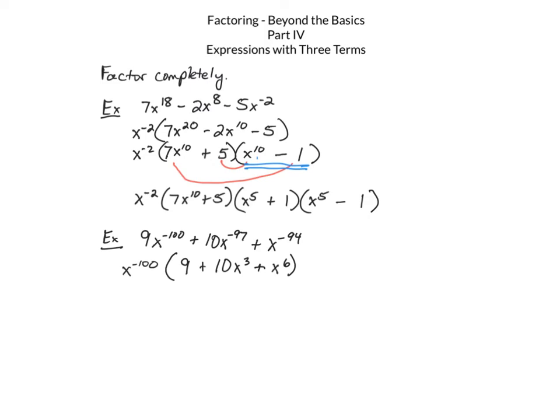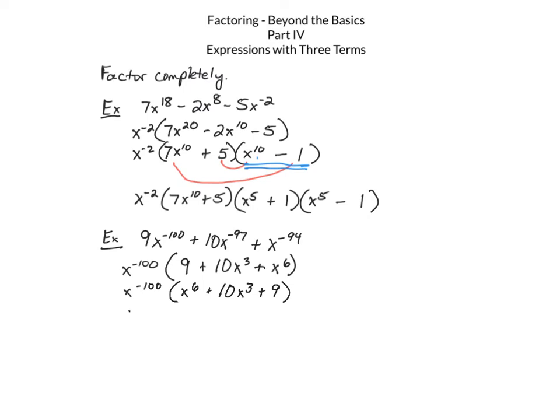Now, there is nothing wrong with factoring it in that order, but I don't like it that way, so I'm just going to take a step to rearrange it. I'd prefer the trinomial to look like this: x to the 6th plus 10x cubed plus 9. Now, that was unnecessary, but I prefer it, so I'm going to do that. Now, let's continue to factor.